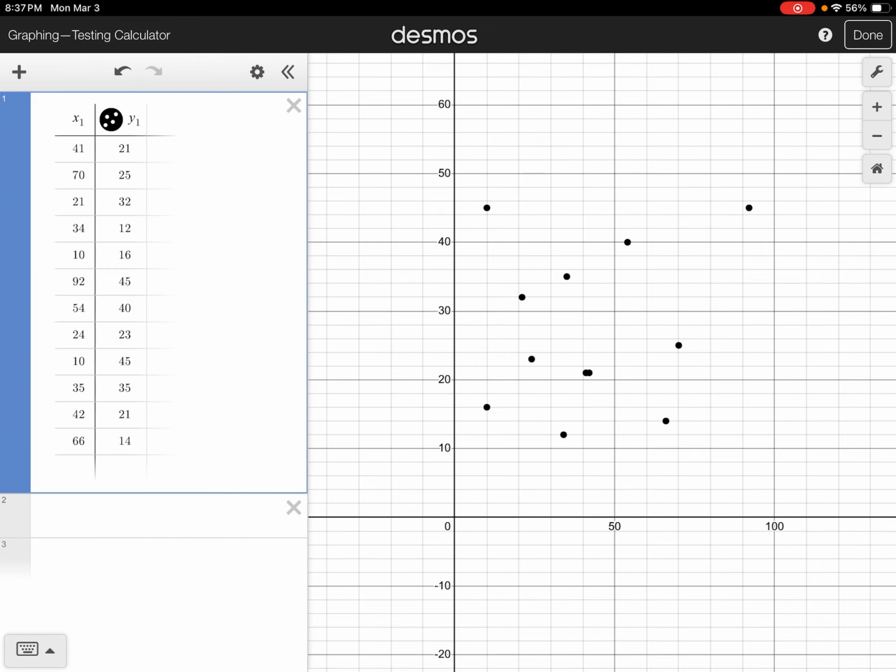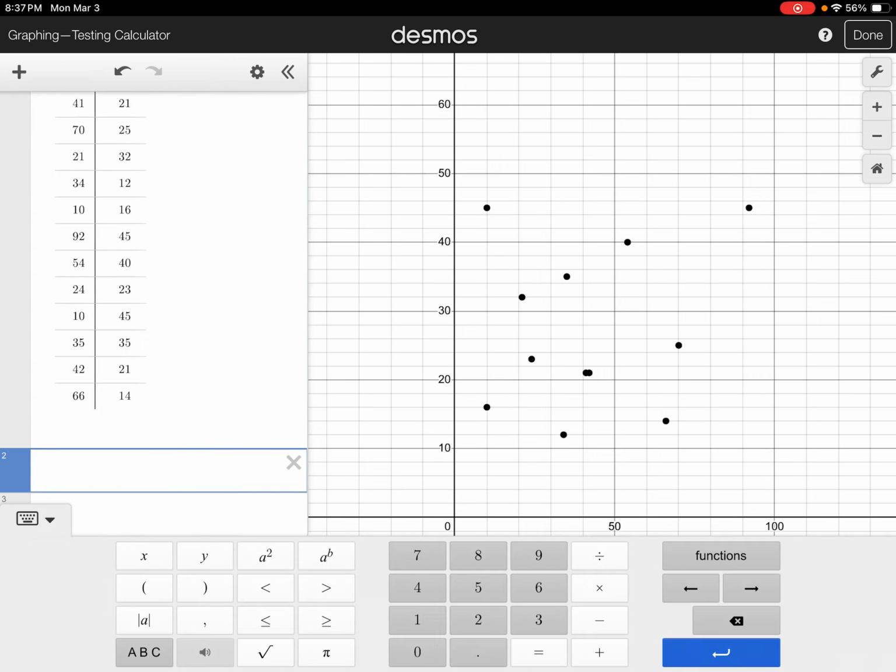Now, do you see that little magnifying glass in the blue bar right up to the left? I'm going to hit that, and look at that, right? There's all my coordinates that just plotted right there. That's kind of a mess, right? But let's see what Desmos gives us for the R value.